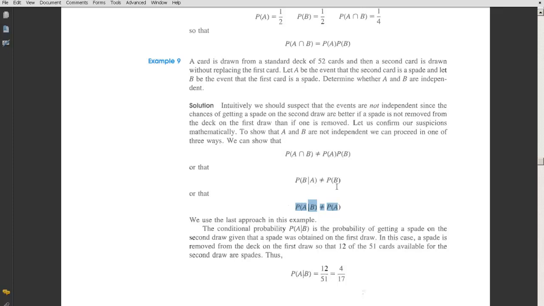Wait, did I say that right? Any one of these not equal shows that they're not independent, any one of these equal shows that they are independent.